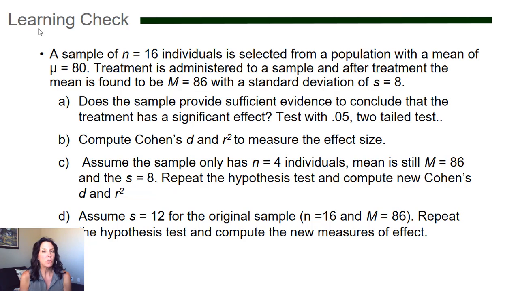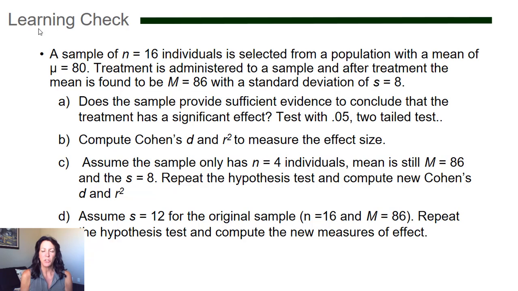And then we're going to do the same basic problem, but this time we're going to change our sample from 16 to 4. So we're going to have a smaller sample in C. And then in D, we're going to keep everything the same as the first try, but this time we're going to change our standard deviation to 12. So our standard deviation is going to be a little bit higher than the first time around. So let's, without further ado, get started on the first question.